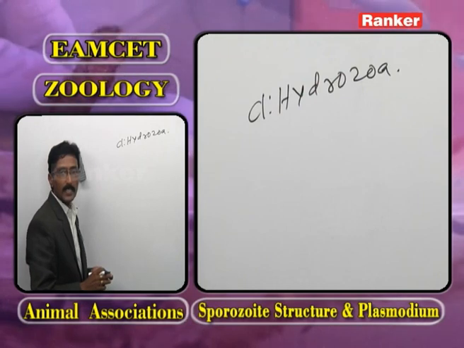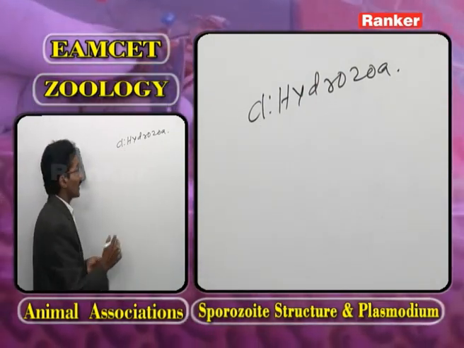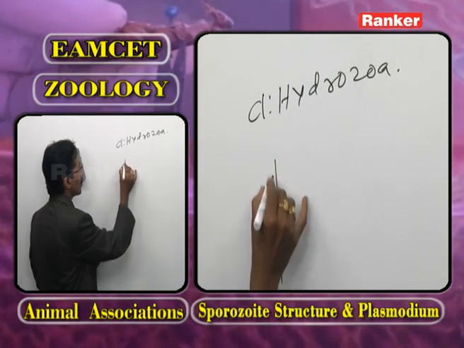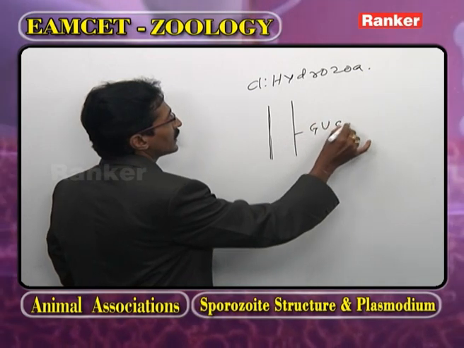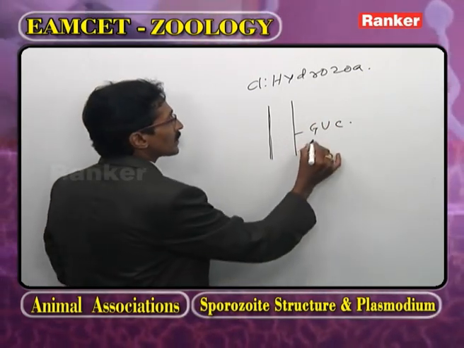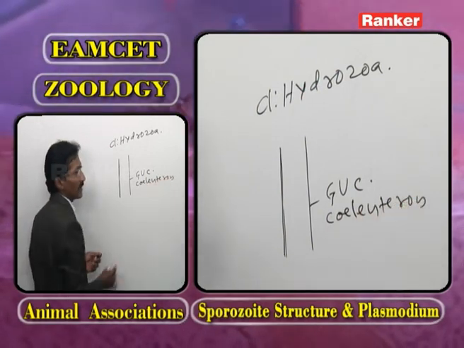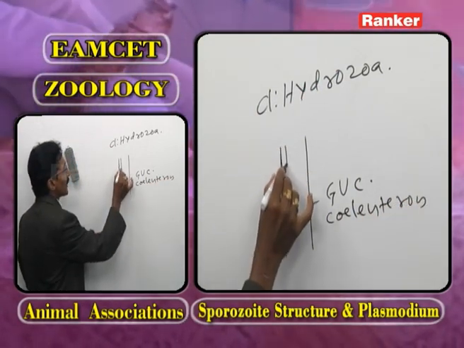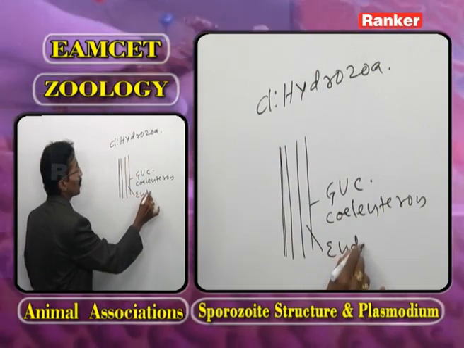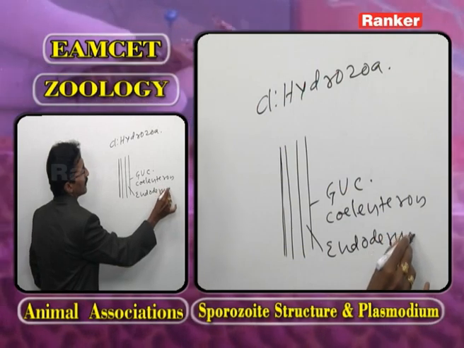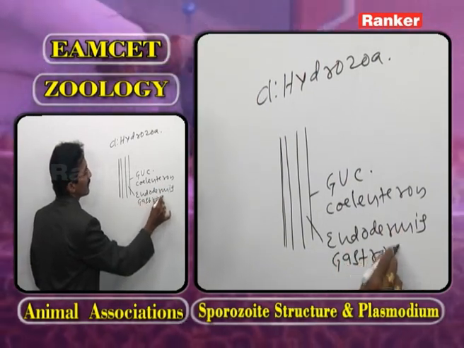Chlorohydra comes under the class Hydrozoa. In the class Hydrozoa, this one we call the gastrovascular cavity. The gastrovascular cavity is also called coelenteron. The gastrovascular cavity is lined inside by endodermis. The endodermis here is also called gastrodermis.